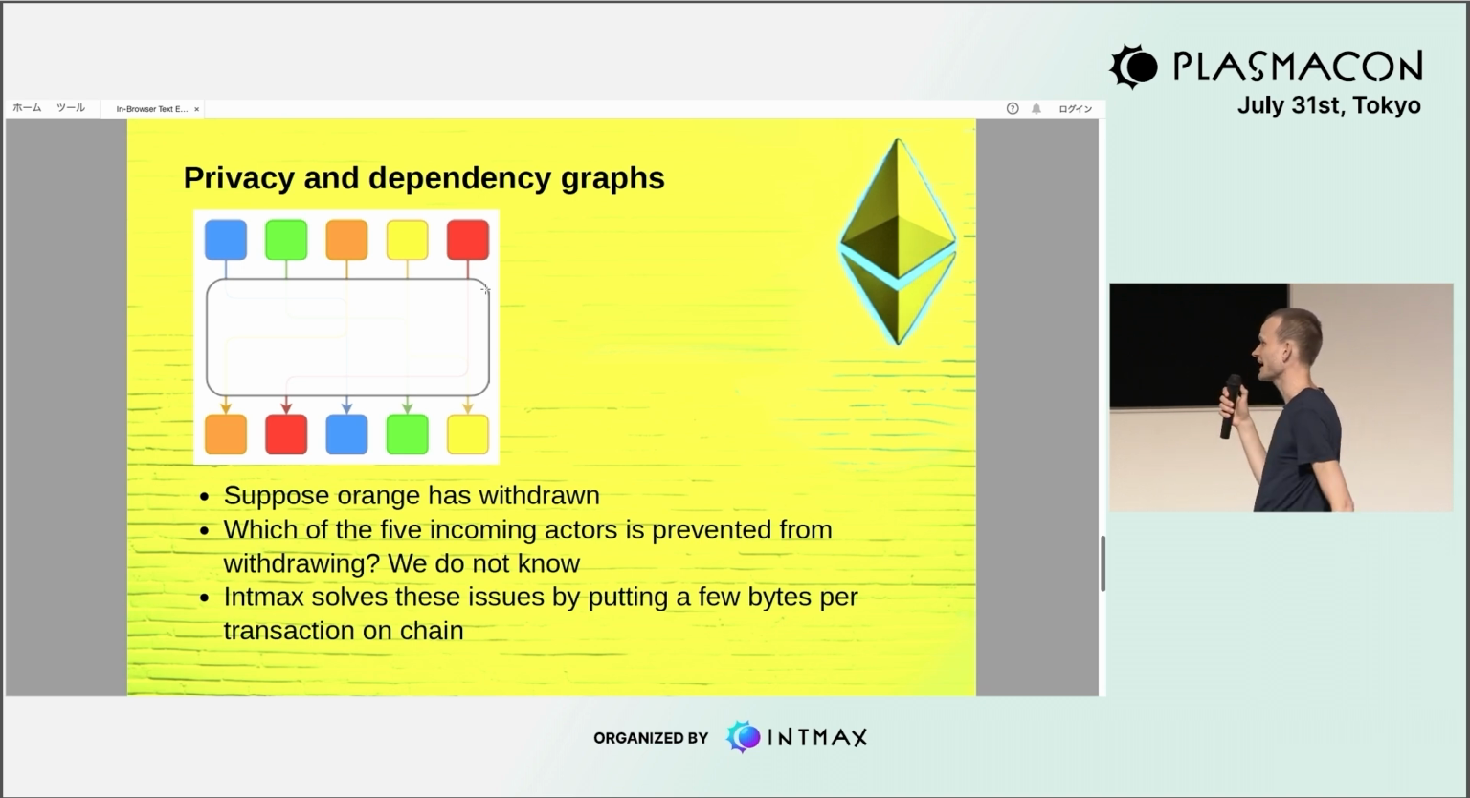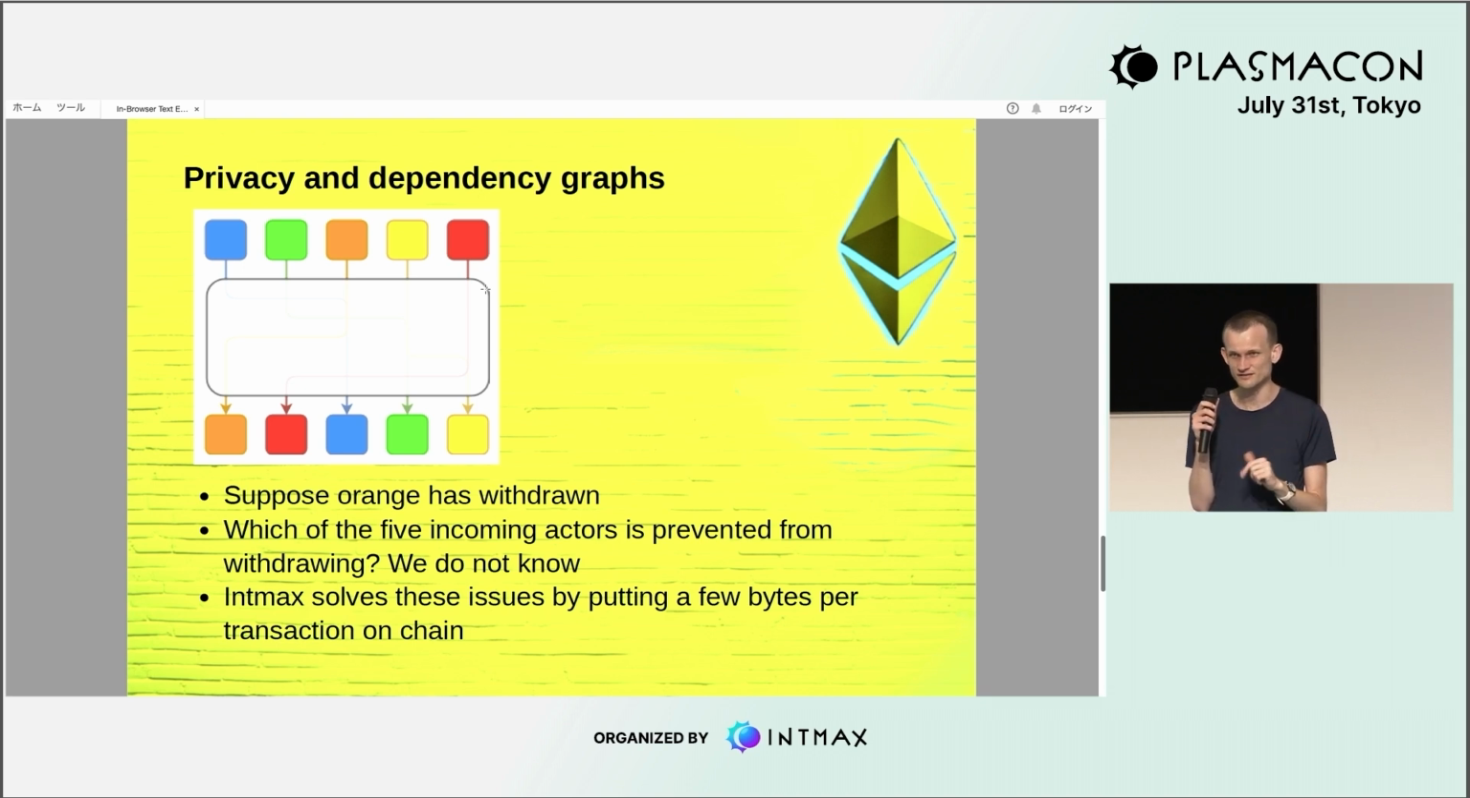Basically the challenge is, how do you actually get past this? Now, INTMAX actually does solve these problems. And INTMAX is not a pure plasma. INTMAX is a hybrid rollup plasma, so it does put about 5 bytes on chain for every single transaction, right?